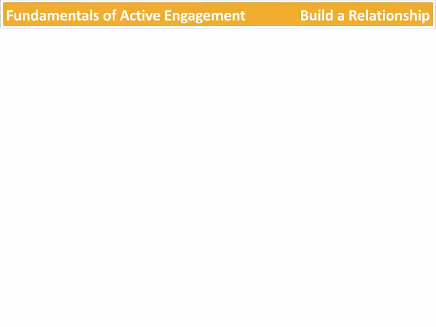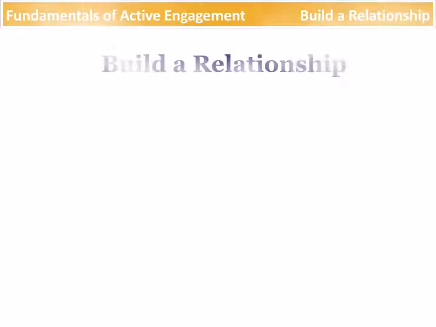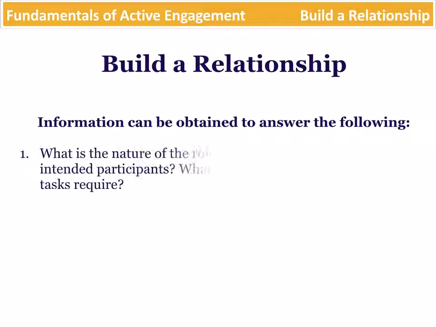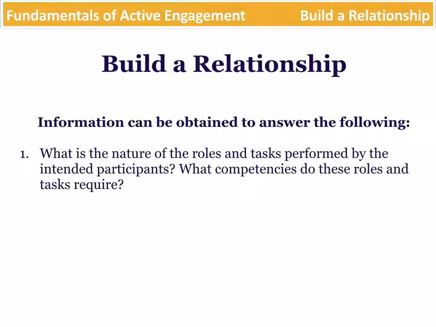The third result of assessing training needs is the most critical, as it helps you build a relationship with the participant that you are working with. Information can be obtained through the relationship building piece to answer some of these questions, like what is the nature of the roles and tasks performed by the intended participants? What competencies do these roles and tasks require? How many participants will there be? Obviously, this is real critical for you preparing materials and handouts. You'll need to know how many you'll need to have prepared.